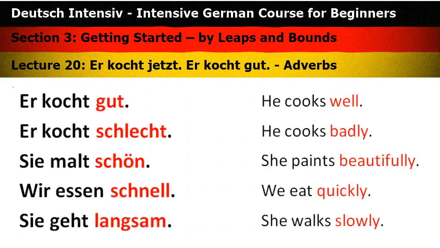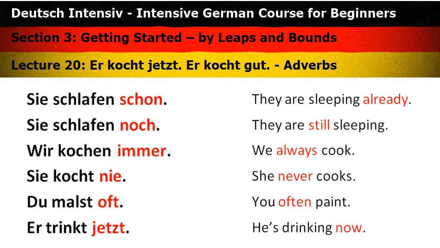Now, let's repeat these examples together. Kocht gut. Kocht schlecht. Sie malt schön. Wir essen schnell. Sie geht langsam. A great number of adverbs do not derive from adjectives.